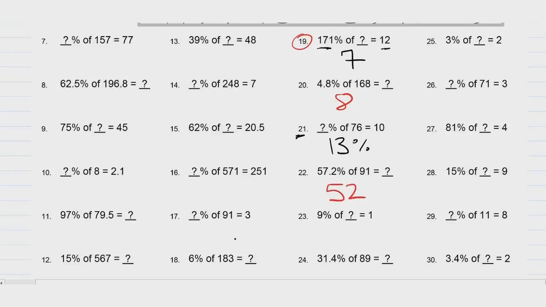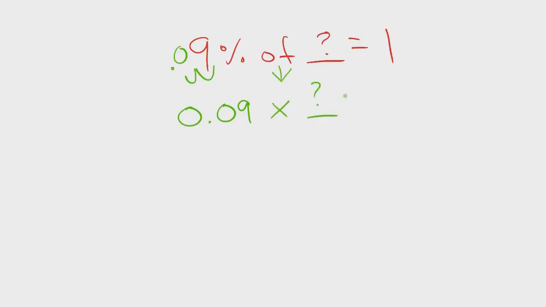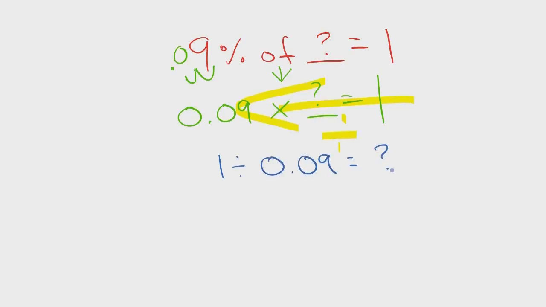Problem 23, 9% of a number equals 1. Well, we know we're not multiplying, unfortunately. We're going to first change this percent to a decimal by moving the decimal 2 spaces to the left. We end up with 0.09 times a number equals 1. And we're going to work backwards, which means we're going to divide. I am going to rewrite this really quick. It's going to be 1 divided by 0.09 equals a number.